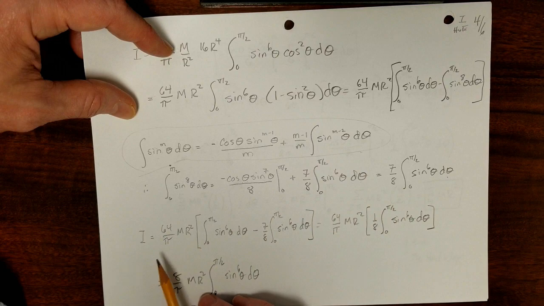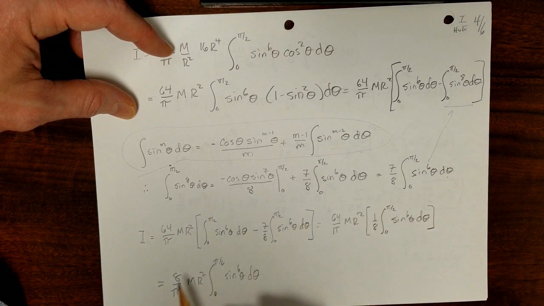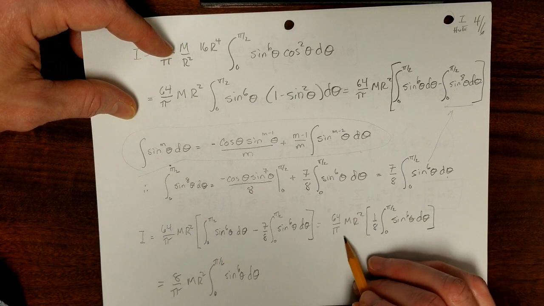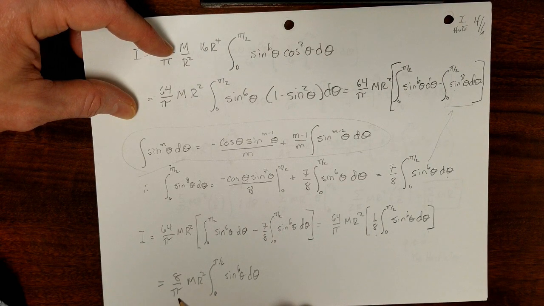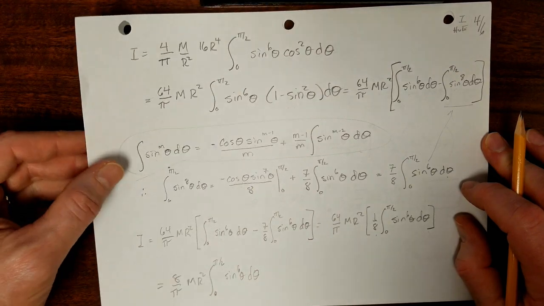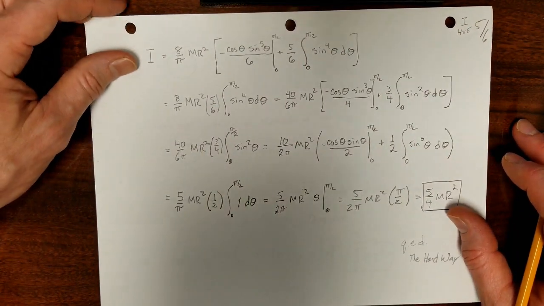And so this piece right here is just that, which means I now have a sine to the 6th and a 7/8 sine to the 6th, and so I can combine them into this. And so now it's simplified down to 8 over pi mr squared integral from 0 to pi over 2 of sine to the 6th theta d theta. So it's just a question of what is sine to the 6th theta d theta. What is the integral of that?